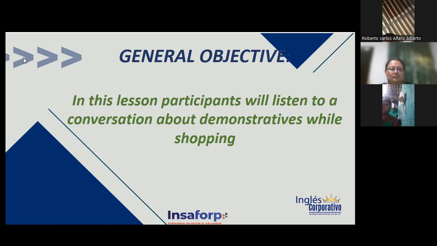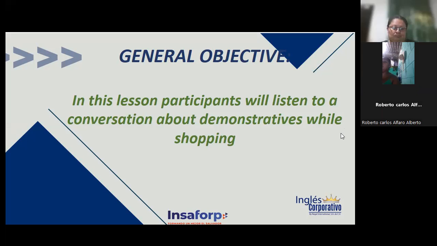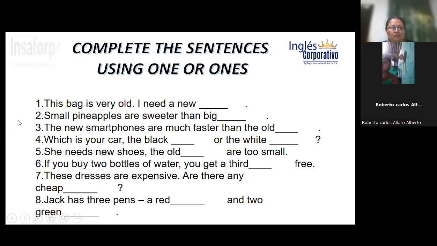In this lesson, participants will listen to a conversation about demonstratives while shopping. Okay, so look at this. In this lesson, participants will listen to a conversation about demonstratives while shopping. So that's something interesting.